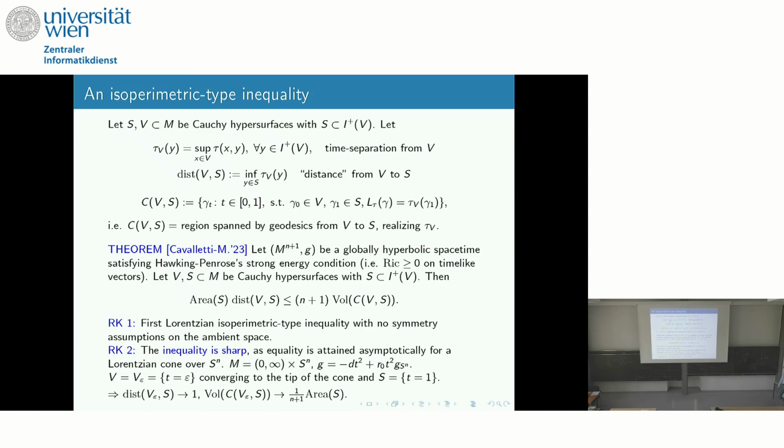It's a good question. We haven't thought about it yet. Probably it will be true that varying the volume, with the lower bound of Ricci, you will get some concavity. But we haven't thought about it, but it's a good question.